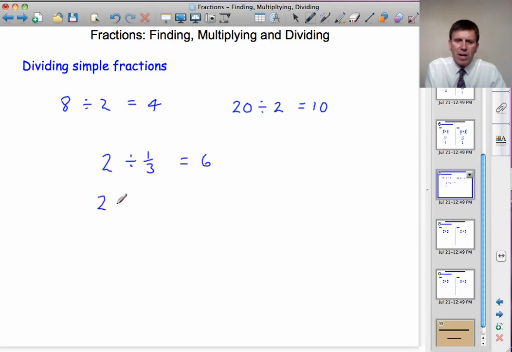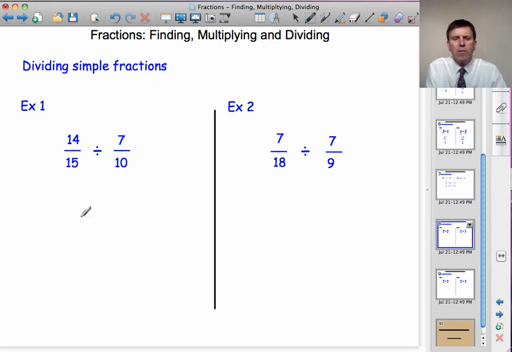Another way of thinking of that is, instead of dividing by the 3, I end up multiplying by the 3. And that gives me the 6. And that's what we do when we divide by fractions. If we divide them by a fraction, we turn it upside down and multiply instead. And that gives us the correct answer. So let's have a look at 4 examples.